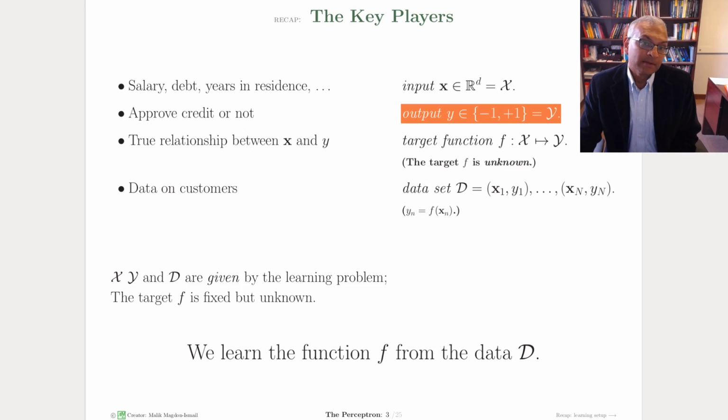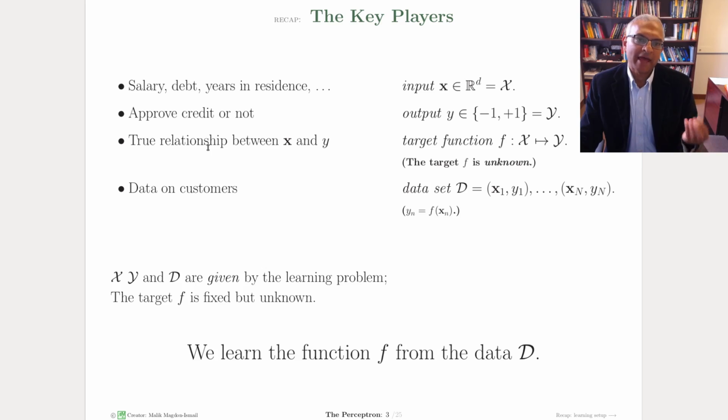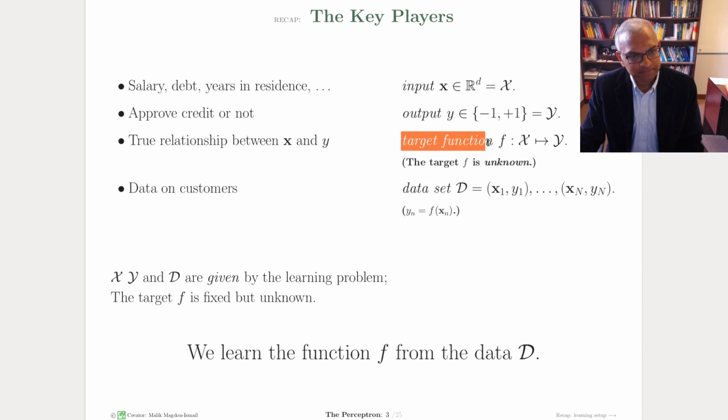Okay. Now, important, there is some pattern. There's some true relationship that maps X to Y. We call this the target function F, and that maps X to Y. F, the target function, is unknown, and we mean unknown. Well, it's not totally unknown, because then we're done. There's nothing to do. So in order to learn F, which is the goal of learning, we're given a data set.